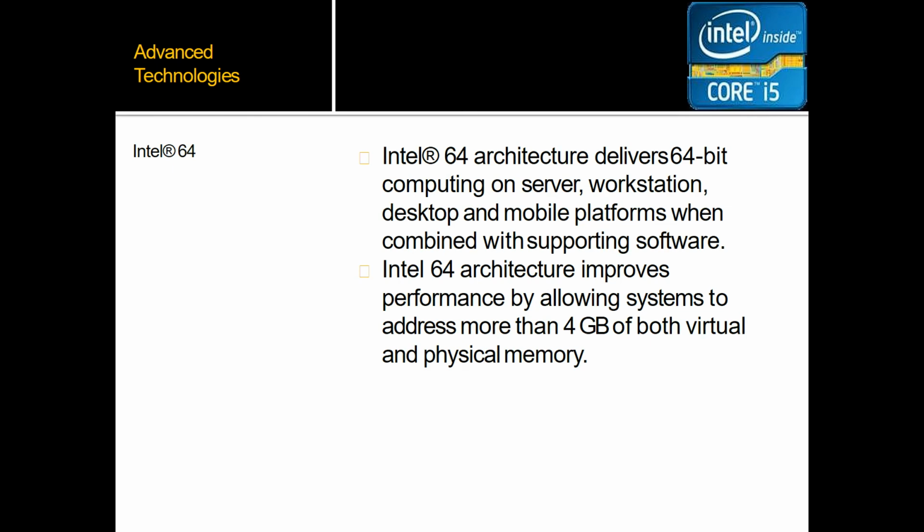The next technology is the Intel 64 architecture. The Intel 64 architecture delivers 64-bit computing on server, workstation, desktop, and mobile platforms when combined with supporting software. The Intel 64 architecture improves performance by allowing the system to address more than 4 GB of both virtual and physical memory. Its predecessor, the Intel 32-bit, can basically use only 4 GB of both virtual and physical memory, while the 64-bit enables it to use more than 4 GB of memory.